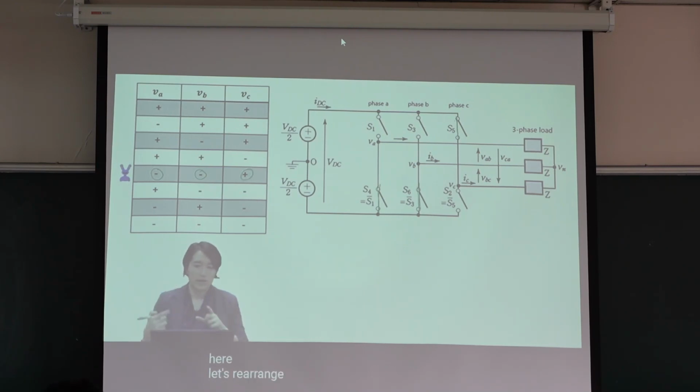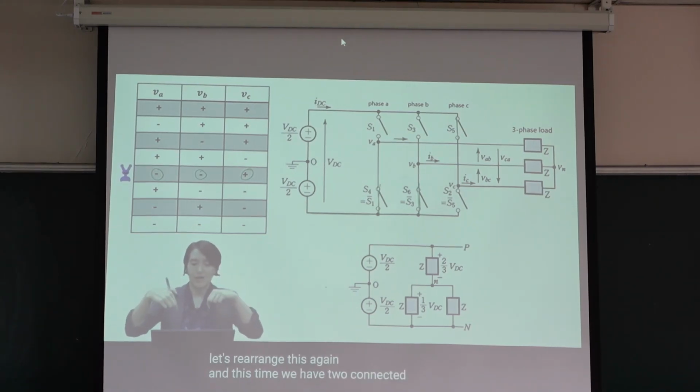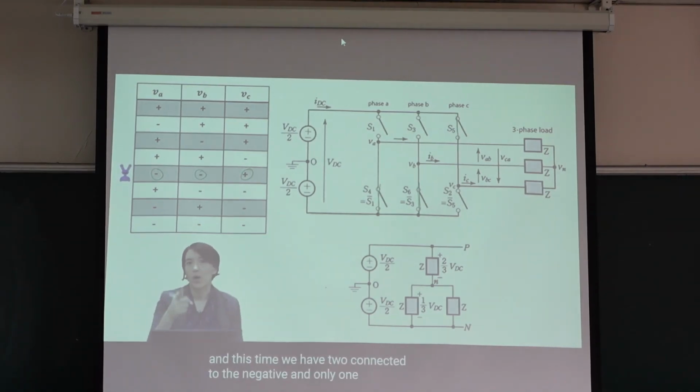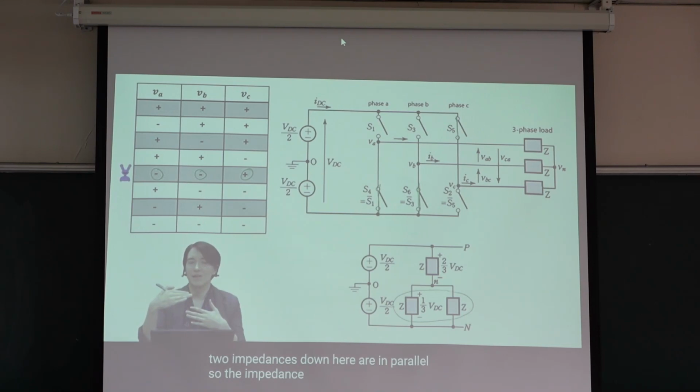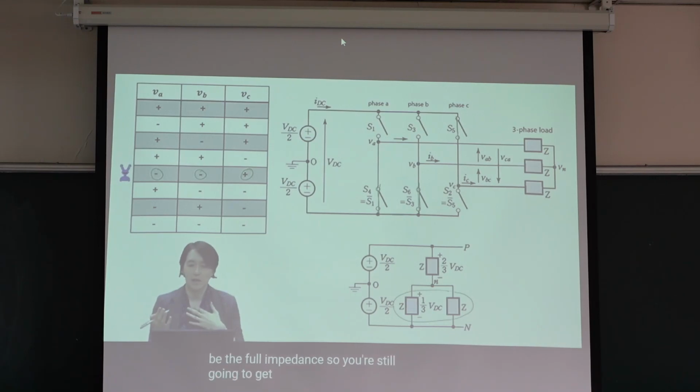Let's rearrange this again. And this time we have two connected to the negative and only one connected to the positive. But we still have these two impedances down here in parallel. So the equivalent impedance is going to be half. And then the one on the top is going to be the full impedance. So you're still going to get this 2/3 and 1/3 of VBC over those voltages.